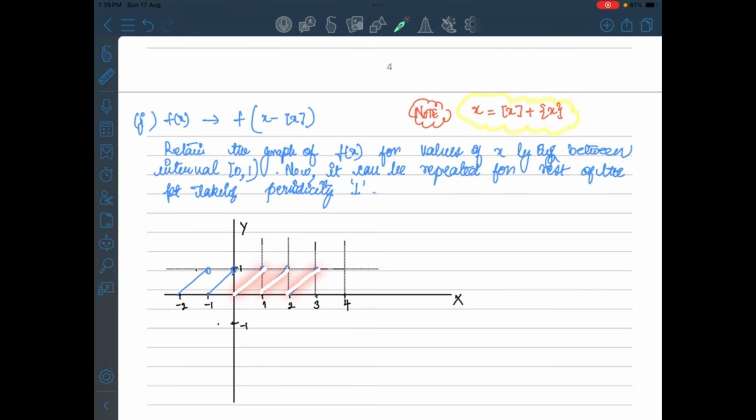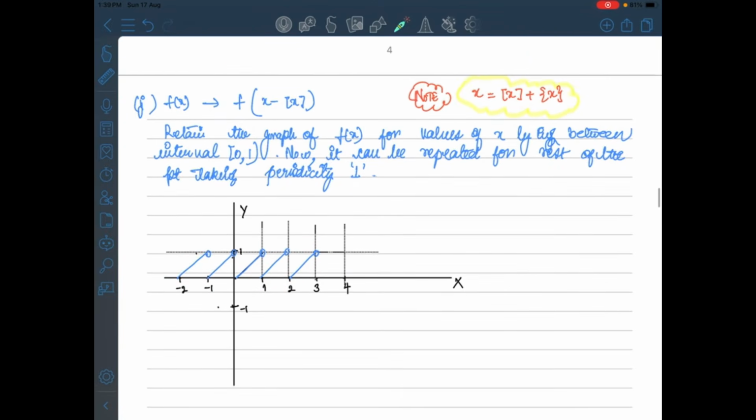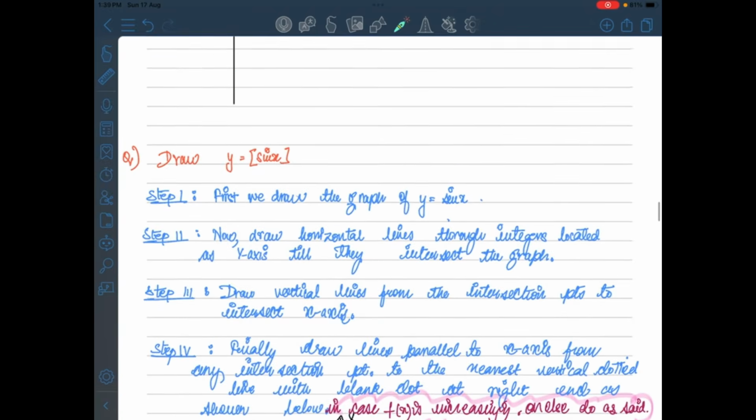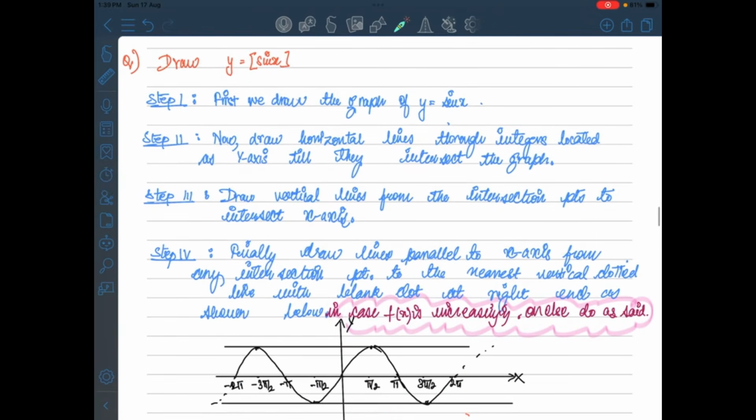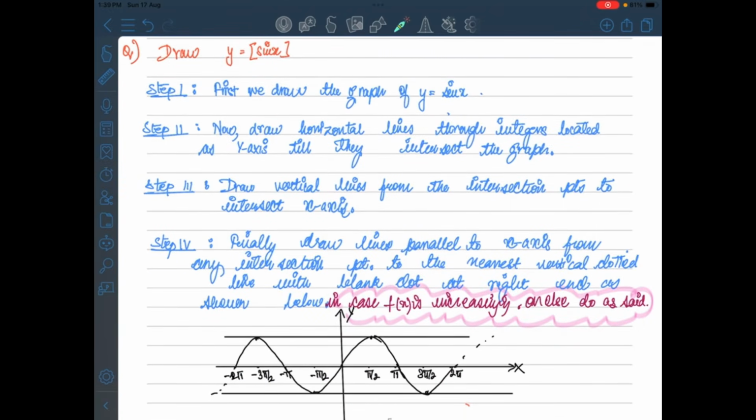If you remember, this was the original graph, right? You don't worry about any part except for the 0 to 1 part, this part. Okay? And this was the original graph actually. The same graph you will repeat for all the other intervals. Simple as that. Okay? Let us understand with this. I know the greatest integer is quite a problem, so I have come up with one more question. F of greatest integer function of x.